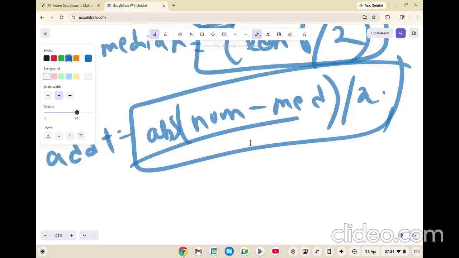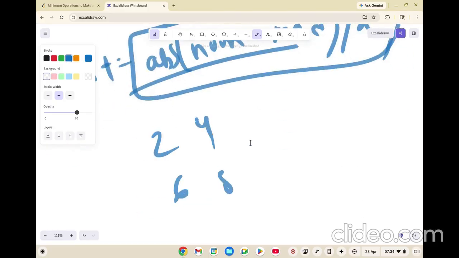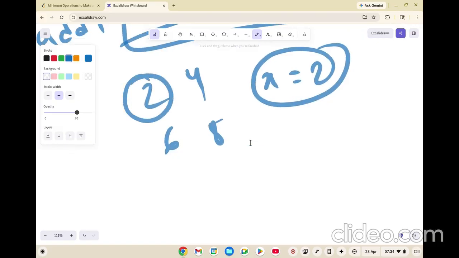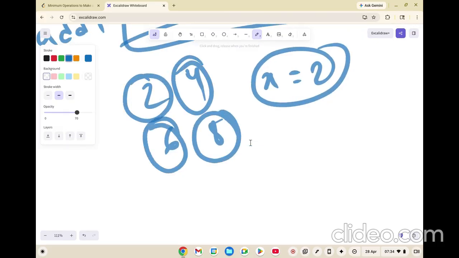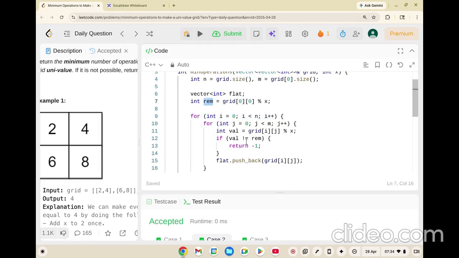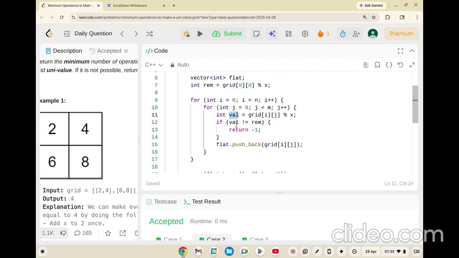So let's quickly look at that as well: 2 4 6 8, and x is equal to 2. We will find the remainder. 2 modulo 2 is 0, 4 modulo 2 is 0, 6 modulo 2 is 0, 8 modulo 2 is 0. So every element gave you a remainder 0. If at any point you found that the remainder was not the same as the initial remainder, then you simply return -1. Else, we are simply pushing into our flat vector.